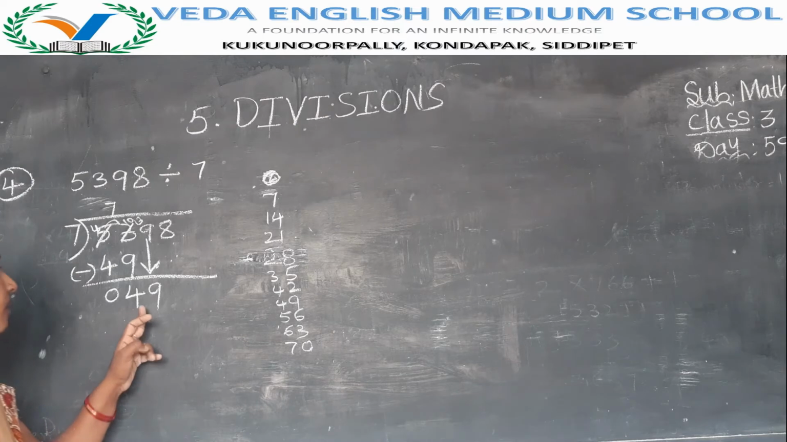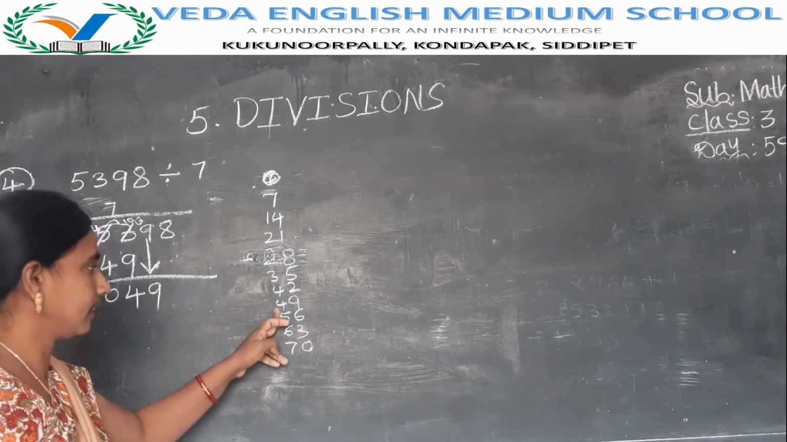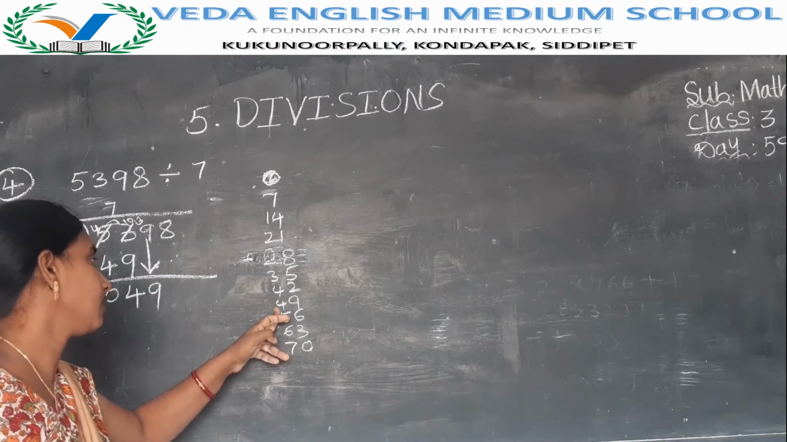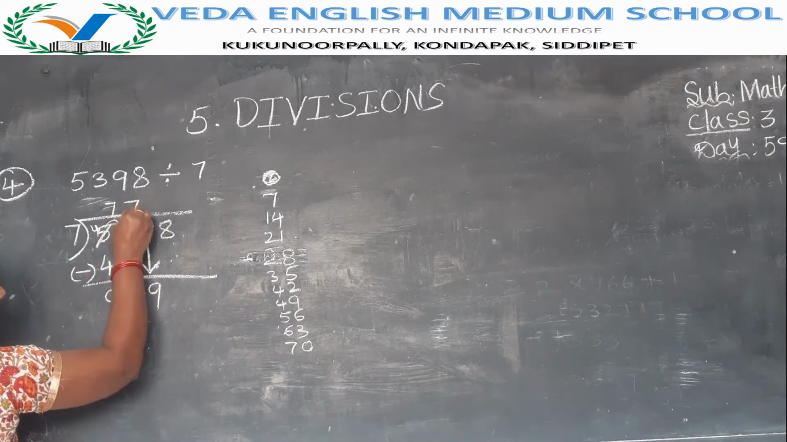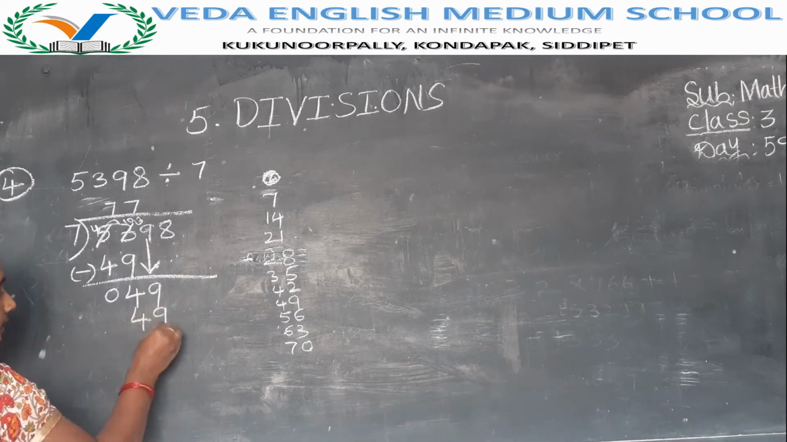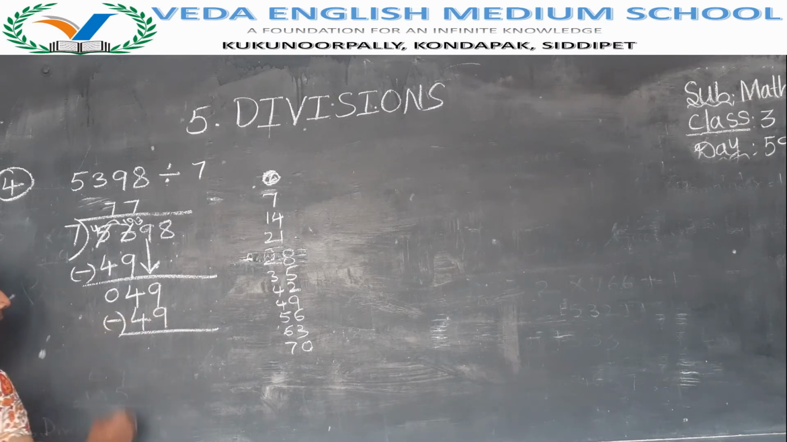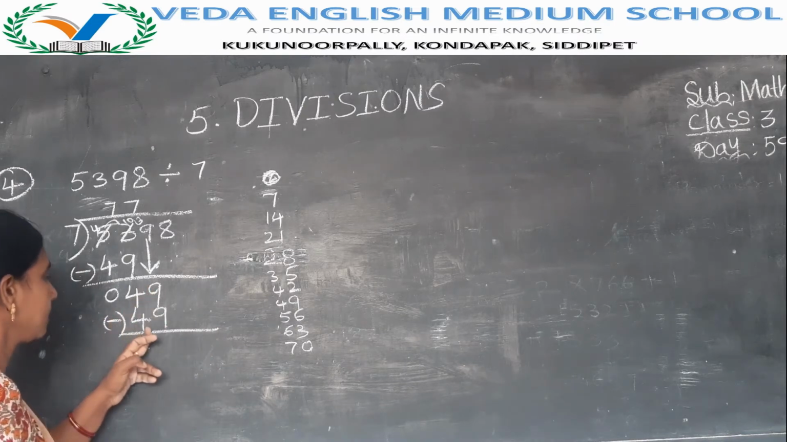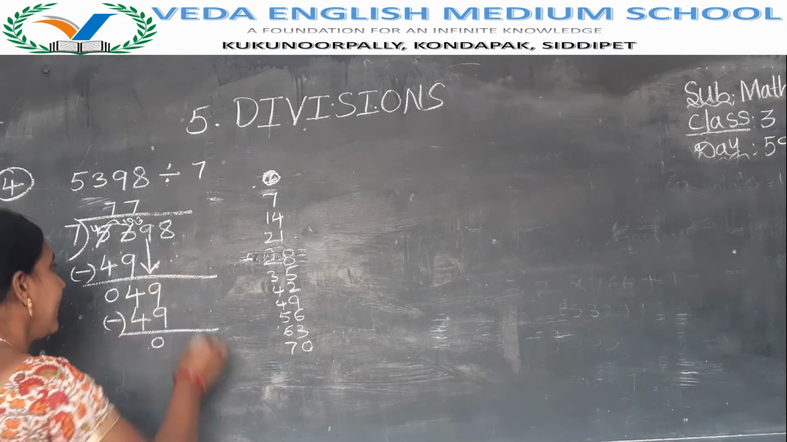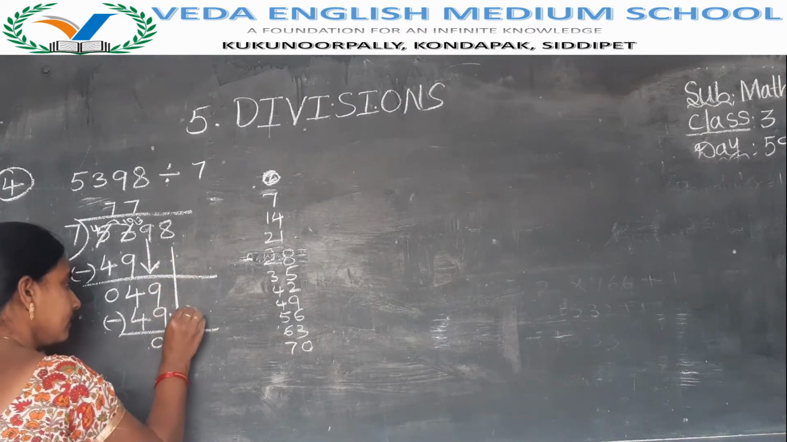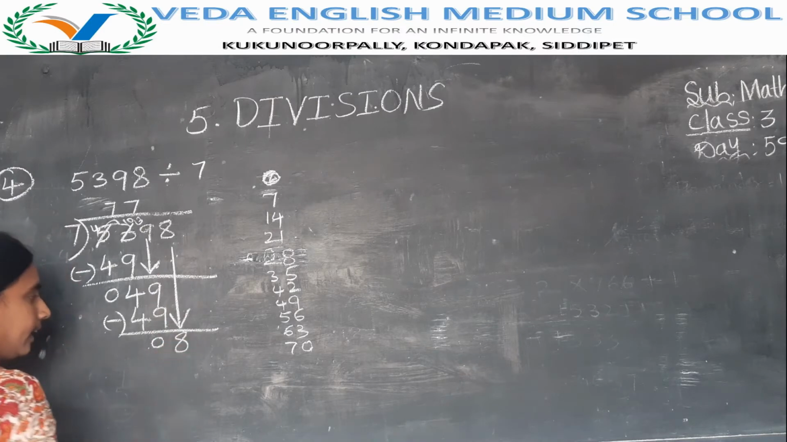So now find 49 in this table. How many times 7 is 49? 7 times 7 is 49. So 7 sevens are 49. Here subtraction: 49 minus 49 is 0. One more digit, that is the 8. Now bring it down, that is the 8.